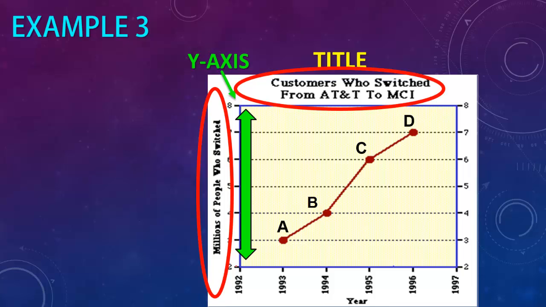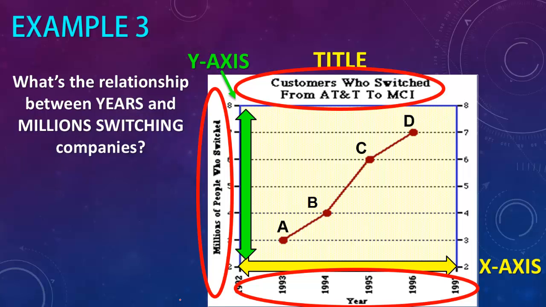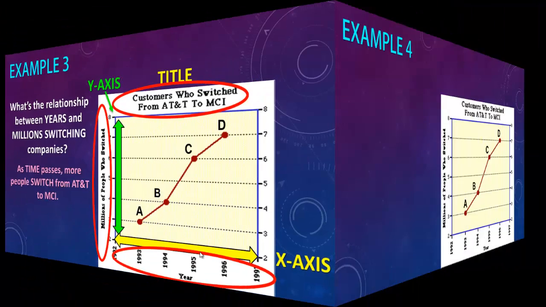So it's not, you've got 2, 3, 4, 5. This isn't 2 people, 3 people, 4 people. This is 2 million people, 8 million people. And this x-axis represents the year that the data was taken. So we only have data for 1993, 94, 95, and 96. So, in other words, what's the relationship between years and millions switching companies? Well, as time passes, more people switch from AT&T to MCI. So again, just a matter of reading the graph.